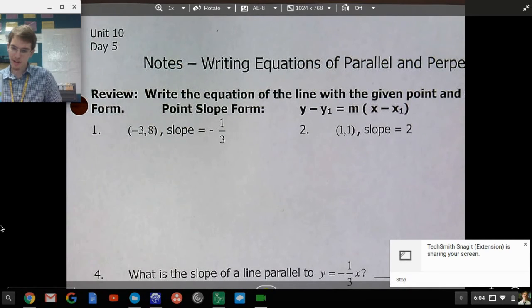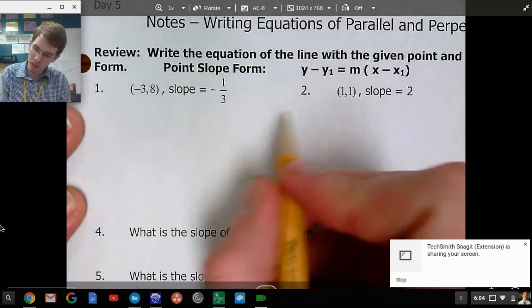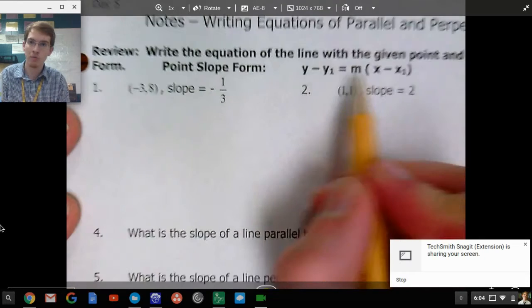Unit 10, Day 5. Writing equations of parallel and perpendicular lines. Okay, so hopefully you've already taken the chance to work these problems out. Try them. Okay, so I'm going to go ahead and go straight through these. Okay, so we're going to start in our point slope form.